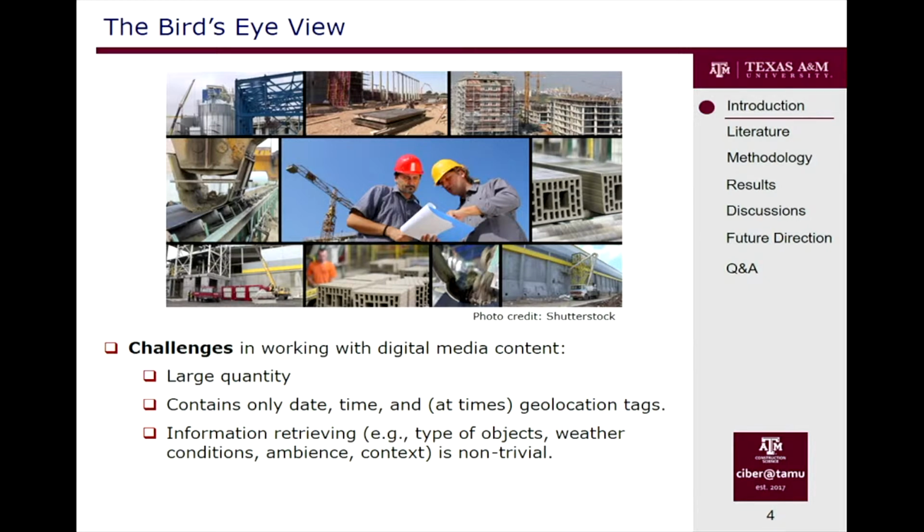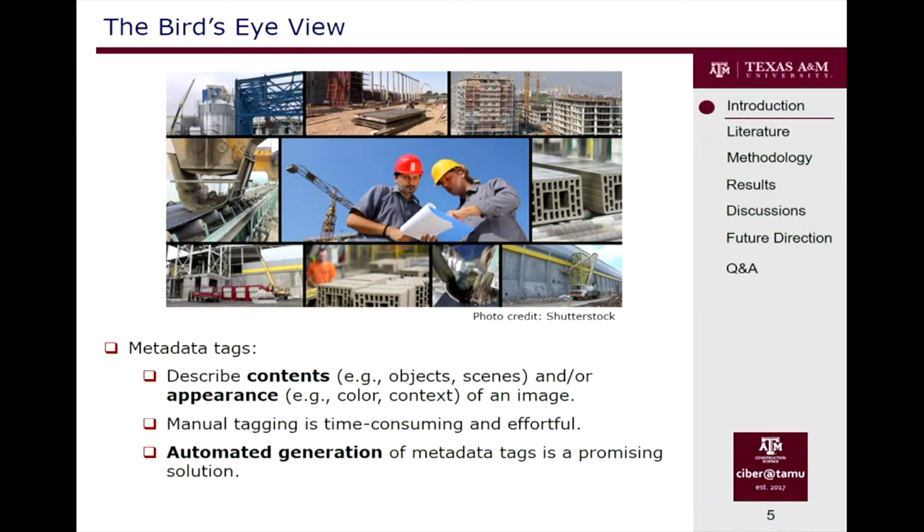And that makes it very difficult to retrieve other types of information. For example, if you want to know what objects exist in that image, what the weather condition was, what the humidity, the temperature, the ambience, or the context in which that image was taken, that's very difficult to retrieve manually. So a solution obviously is to create metadata tags that explain the content, context, and appearance of the image. Again, because we have a lot of images and videos, doing this manually is very difficult, and therefore a solution that enables automated generation of these metadata tags seems very promising.